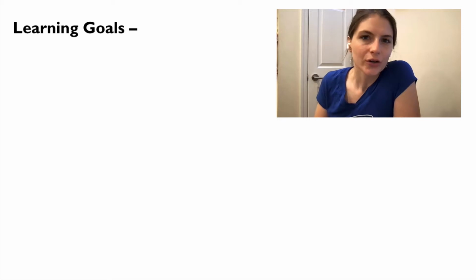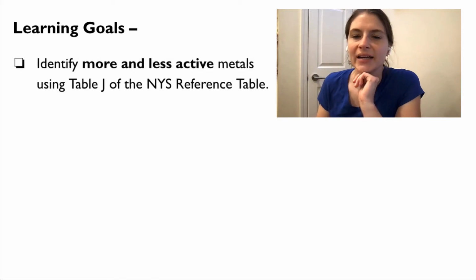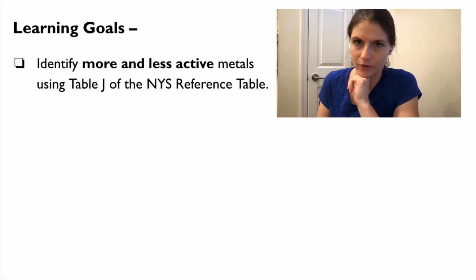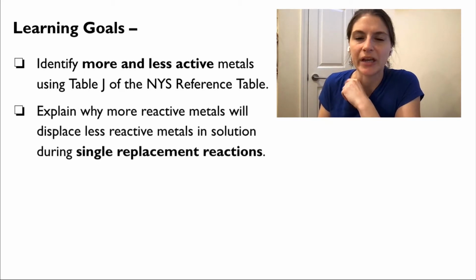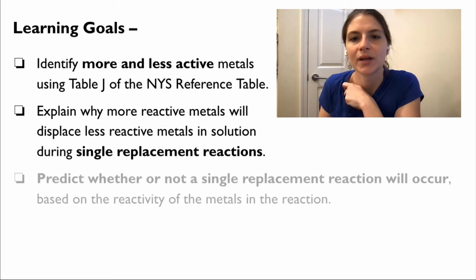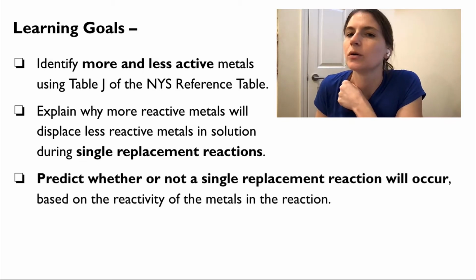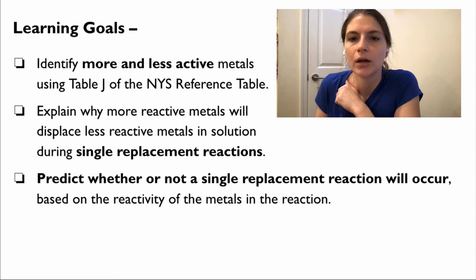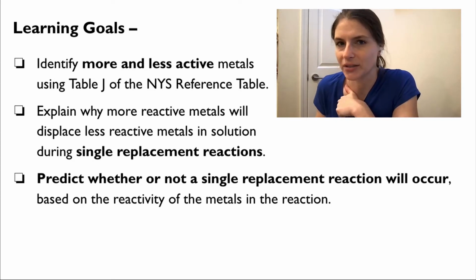Today we're going to talk about what makes a single replacement reaction likely to occur using our New York State Reference Table, specifically Table J. Learning goals for this video include identify more and less active metals using Table J of the New York State Reference Table, explain why more reactive metals will displace less reactive metals in solution during single replacement reactions, and predict whether or not single replacement reactions will occur based on the reactivity of the metals in the reaction.